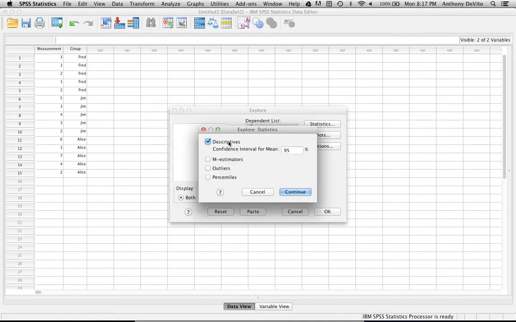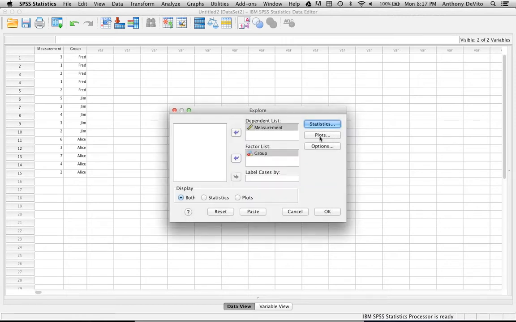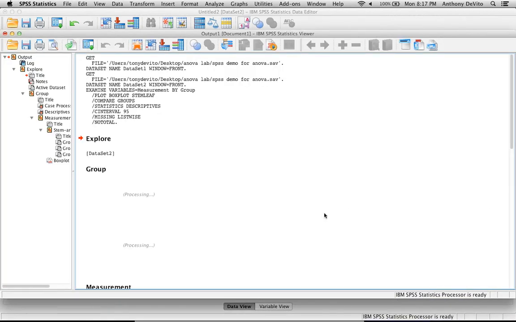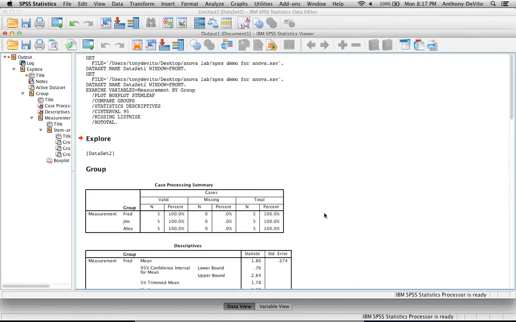So I'm going to go into statistics, calculate the descriptives, and use confidence, use 95%, and so on and so forth. I'm going to just tell it to go ahead and do that. Okay, it automatically will draw plots for us. Okay, see what we get.